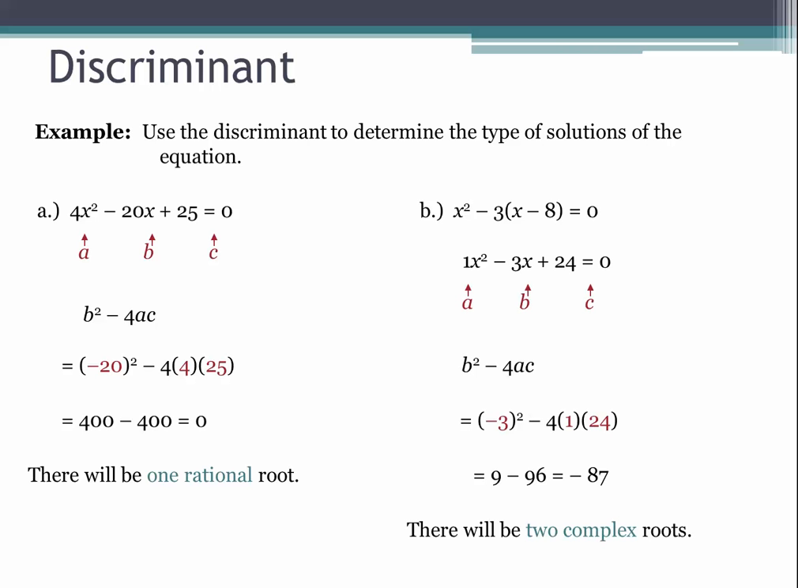Since this is a negative value, you can't take the square root of a negative number because it's not a real number, so we would have no real solutions. However, we would have 2 complex solutions.